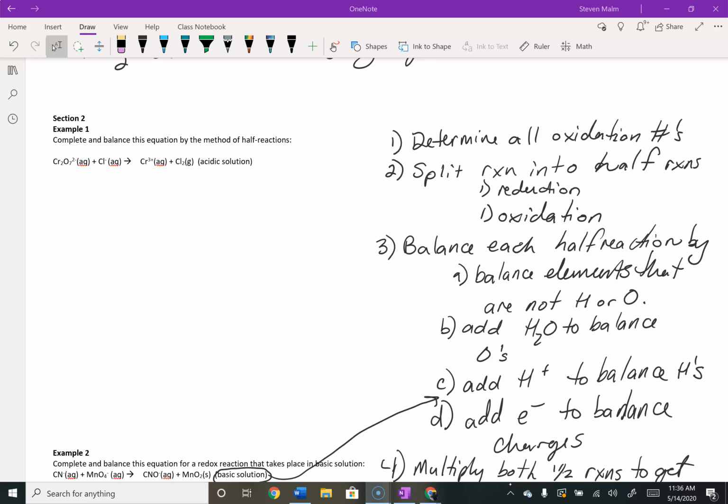And so again, our first thing is going to be to go through and assign oxidation numbers. One that I know already is going to be that chlorine on the right is going to be a 0 charge because it's in its elemental form. We know that chromium on this side is going to be 3+ because it tells us that. We know chlorine on this side is going to be a 1-, so we see that the chlorine is going to change charge. And then we see that this dichromate has oxygen.